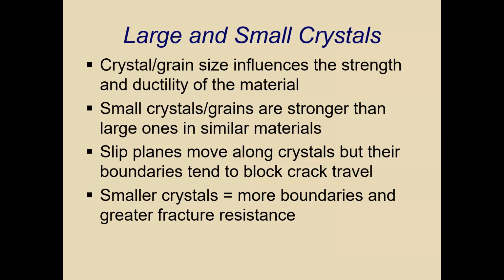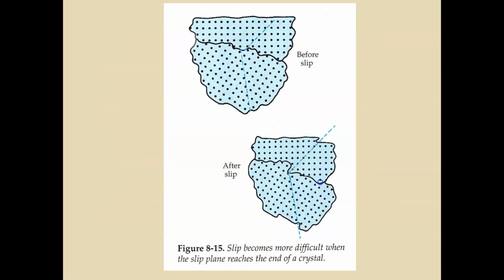Large and small crystals. Crystal grain size influences the strength and ductility of the material, as we talked about in the previous slides. Small crystals are stronger than the large ones. Slip planes move along the crystals, but their boundaries tend to block the crack travel, and smaller crystals equal more boundaries and greater fracture resistance. In figure 8.15, the grain boundaries help to prevent the slip. Grain size also affects slip. The smaller the grain size, again, the more resistance to slip. It has some borders there that can protect it from breaking.